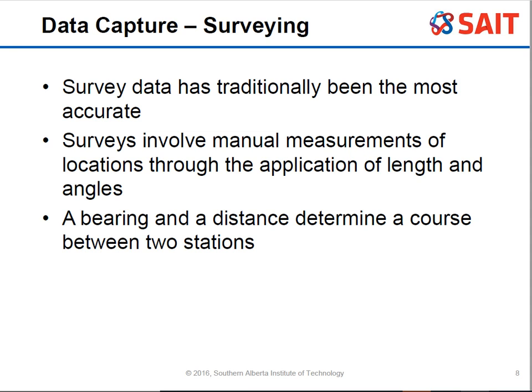So one of the methods of data capture is surveying. Survey data has traditionally been the most accurate, and this particular surveying that it's talking about is land surveying, not just going out with a form and asking people questions. So it is really the most accurate way. You have to go out and actually manually measure the locations, so you get lengths and angles. If you use real land surveying equipment, then you know that you can trust your answers if you know what you're doing. And getting those lengths and angles will really give you a good measurement as to where you're located.